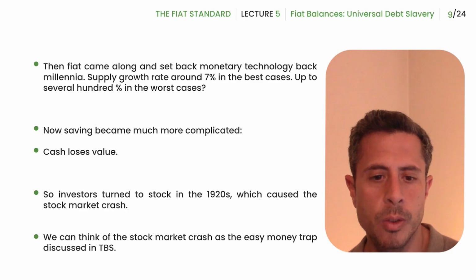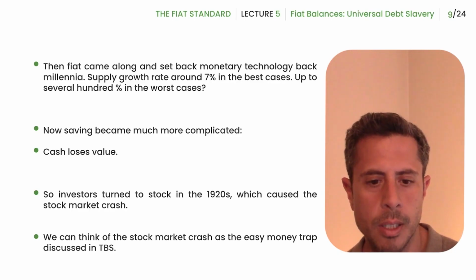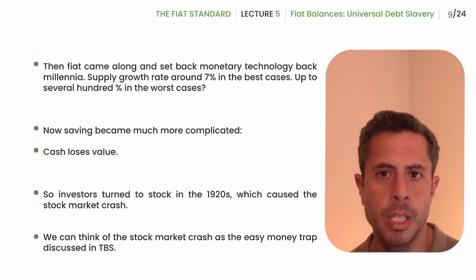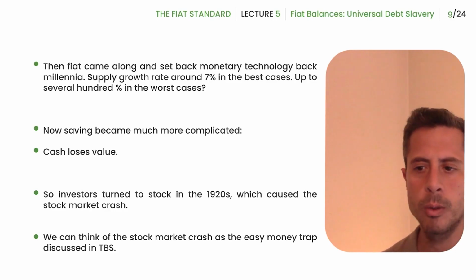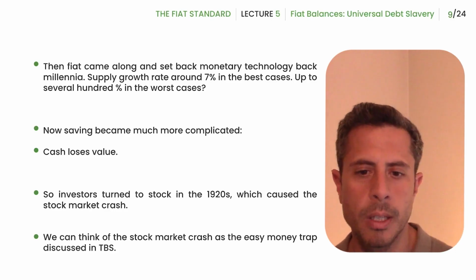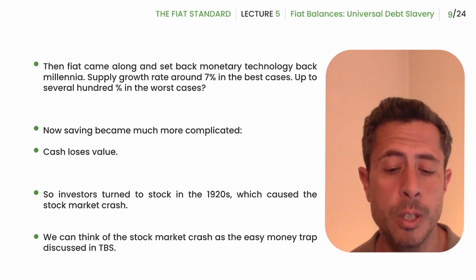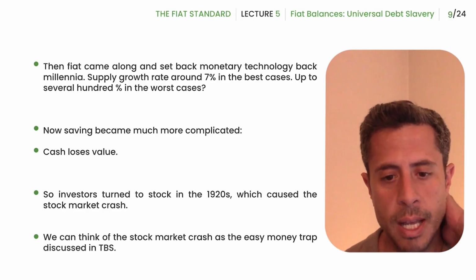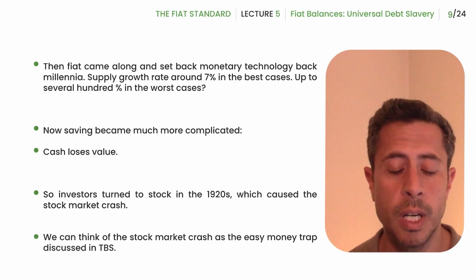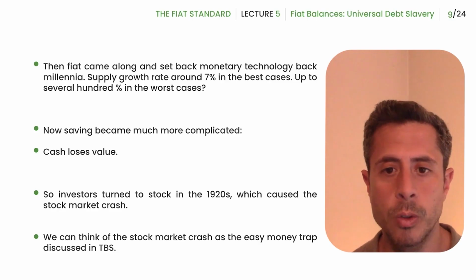So investors turned to the stock markets in the 1920s, which caused the stock market crash. And we can think of the stock market crash as the easy money trap that we discussed in the Bitcoin standard. Why did everybody go to the stock market in the 1920s? Well, because there was inflation, there was a lot of credit being created. And so everybody wanted to find a way to invest that money to make more returns.